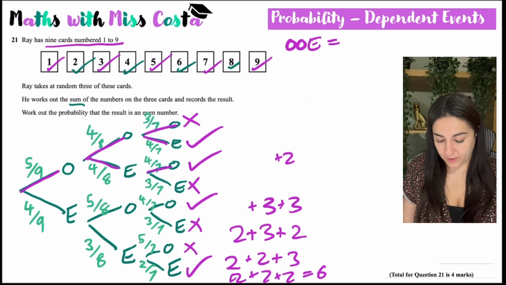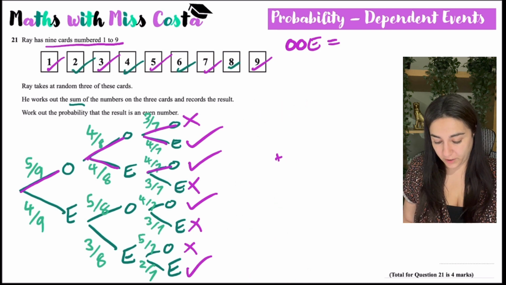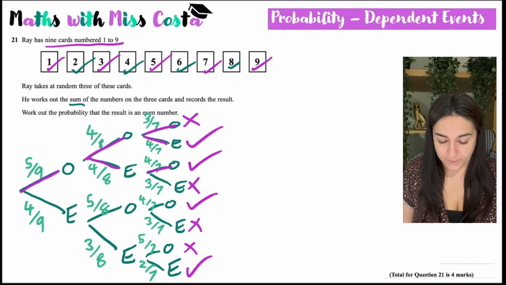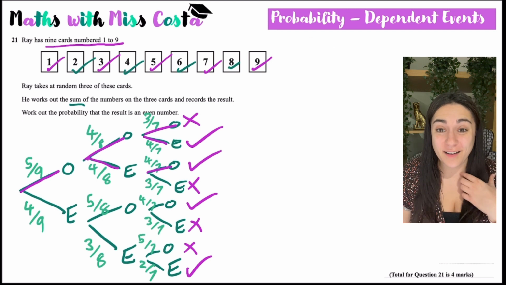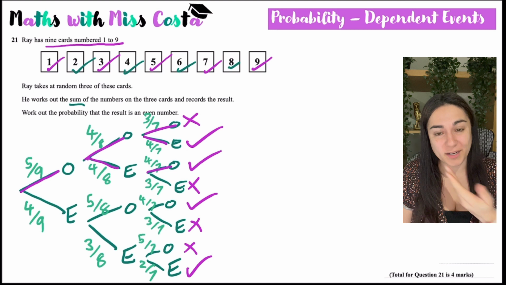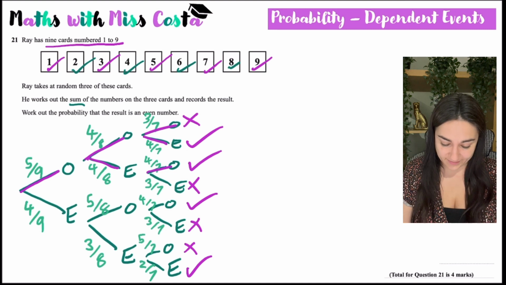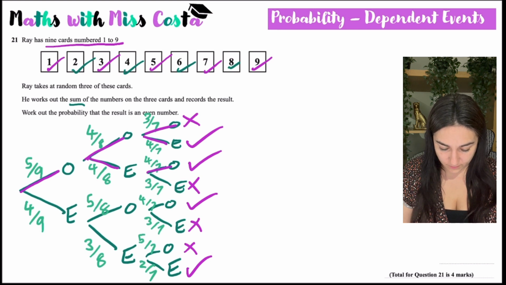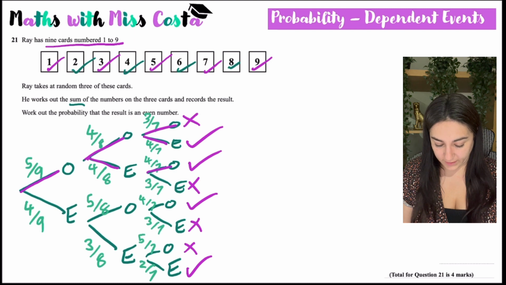Okay, so you set up your probability tree. You all know how to do that, hopefully. So the first part is simple. It's just trying to understand what the question's asking you, and it's a little bit long-winded. So you know what routes you can take. You can take odd, odd, even, odd, even, odd, even, odd, odd, or even, even, even.